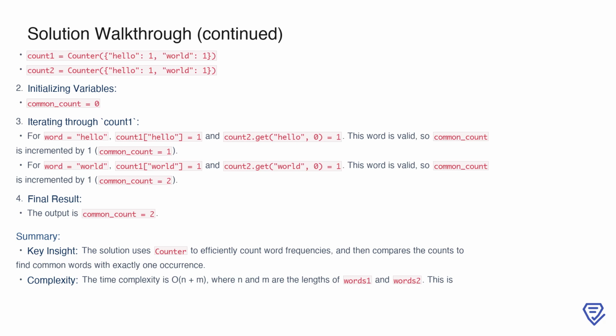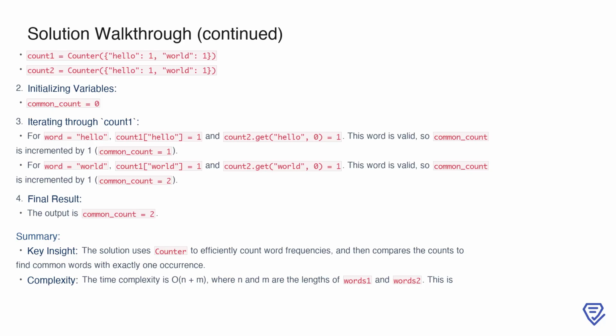The first word is hello, which appears exactly once in both lists, so it is valid, and we increment common_count by 1. Next, for world, it also appears exactly once in both lists, making it valid as well. We increment common_count again, bringing its value to 2. At the end of the iteration, the final value of common_count is 2.